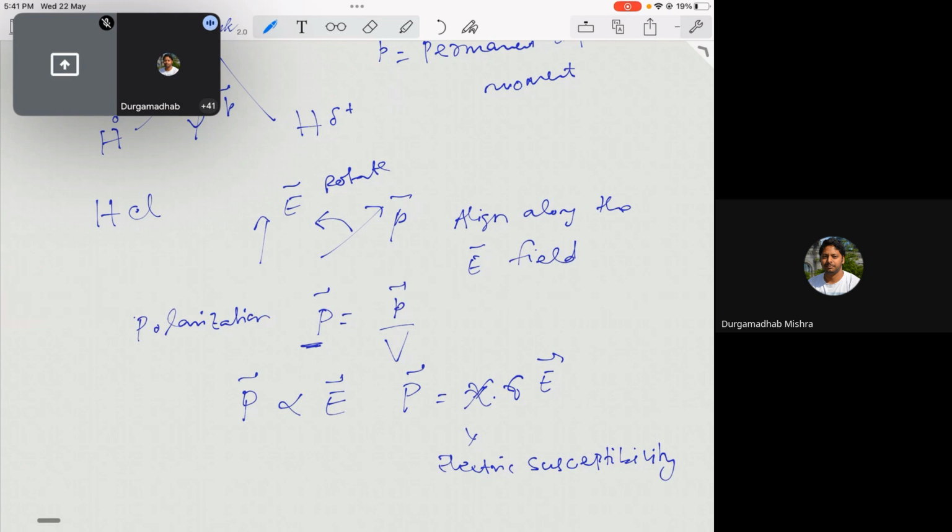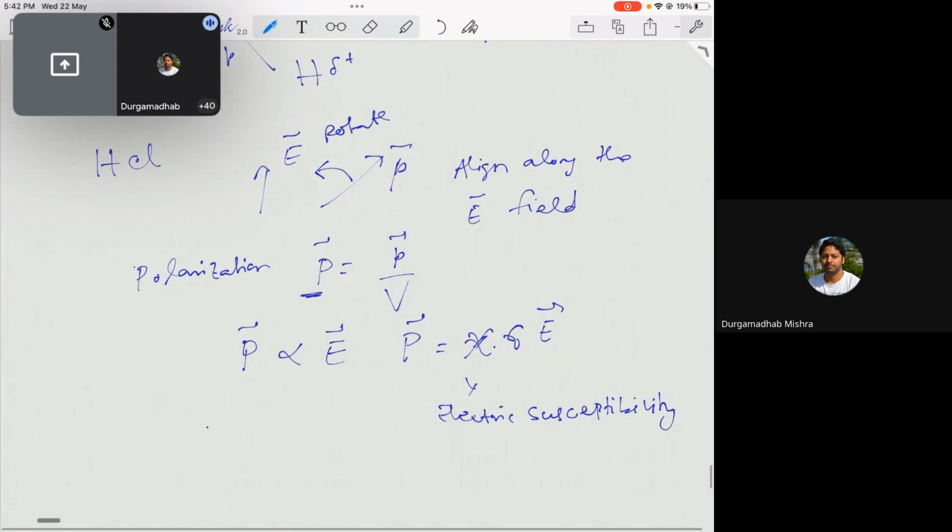So this is how the polarization will vary depending on the susceptibility of the material and the electric field. The chi will be related to the relative permittivity, epsilon R. So this is your electric susceptibility, and these kinds of materials are also known as linear dielectrics.